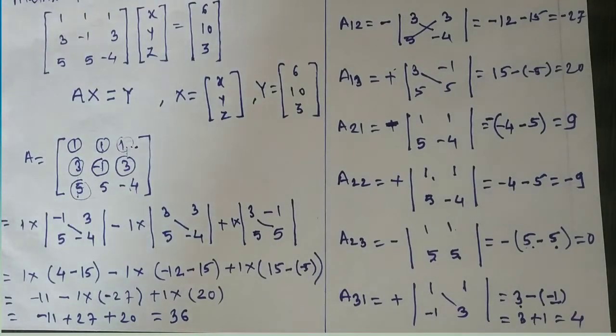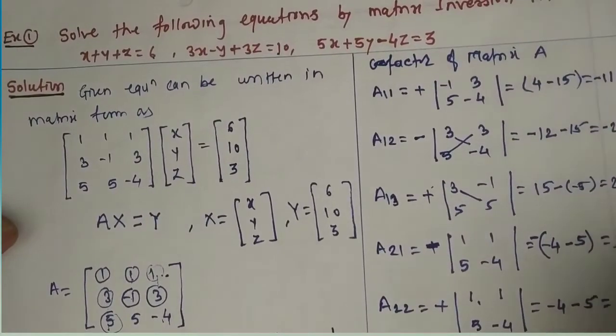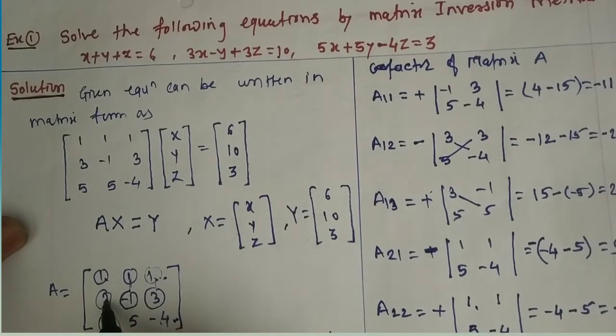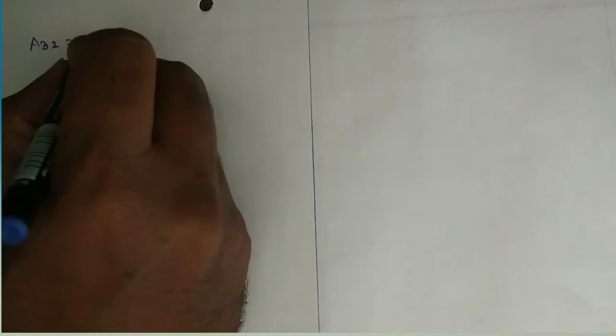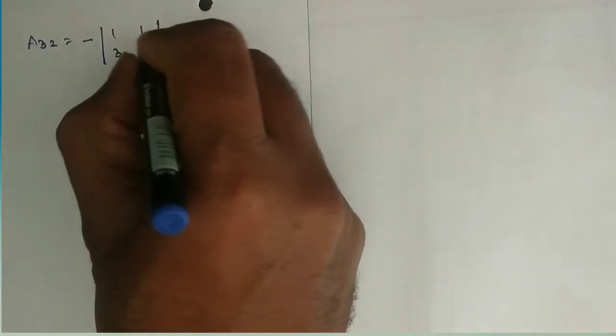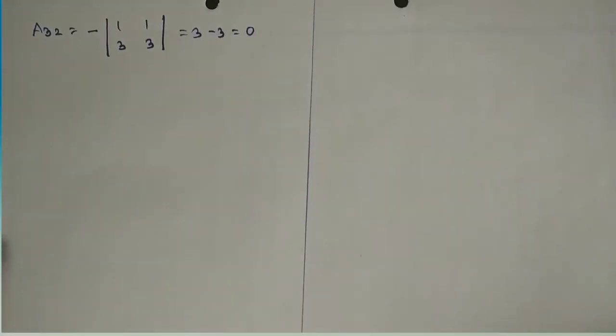Correct? Now we will calculate what is the A32. For A32, right? So this entry. So eliminate this and this. What you will get? 1, 1, 3 and 3. But here for the last entry, we have a plus. So now we have to write minus, right? So minus, what are the entries I have to write here? 1, 1 and 3 and 3, right? So what you will get here? 1 into 3 is 3, minus 3 into 1 is 3. So total answer for this is 0.